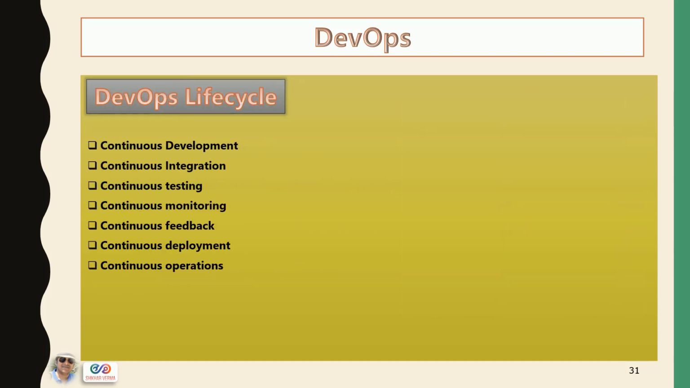The most important is your DevOps lifecycle. So here the DevOps lifecycle is very important. The first one is continuous development, continuous integration, continuous testing, monitoring, feedback, deployment and operations. So when your company starts delivering a project to the customer, they have to go through this lifecycle. First, the product will come into the development phase, then integration, testing, monitoring, feedback, deployment and operations. And finally, you are going to deliver the product to your customers.